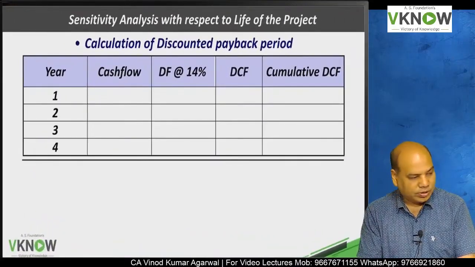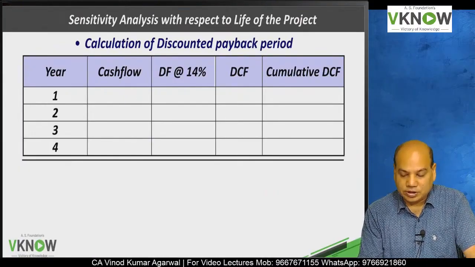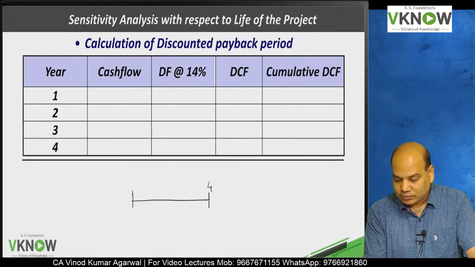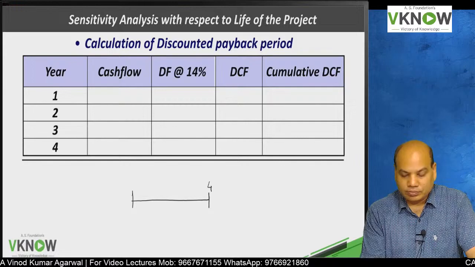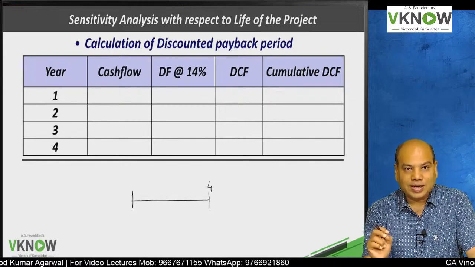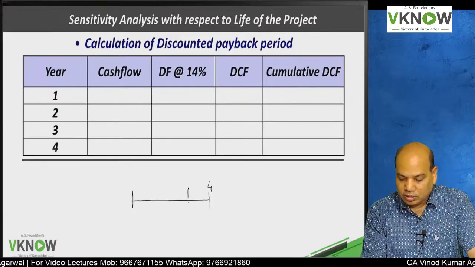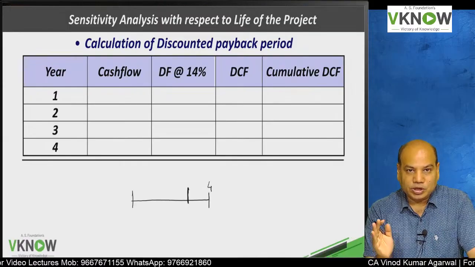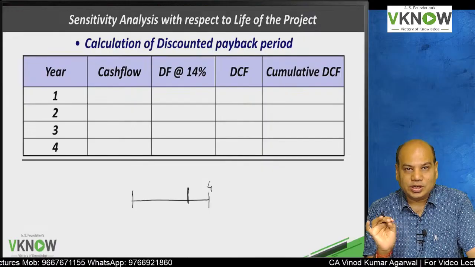Now I'll go to the third point, sensitivity analysis with respect to life of the project. Life of the project means we have estimated 4 years, but suppose the project life is actually lower than this, your NPV will reduce. If the project actually runs for less than 4 years, NPV would be lower. So to what extent can we allow the life of the project to get reduced and still be able to recover my initial investment?